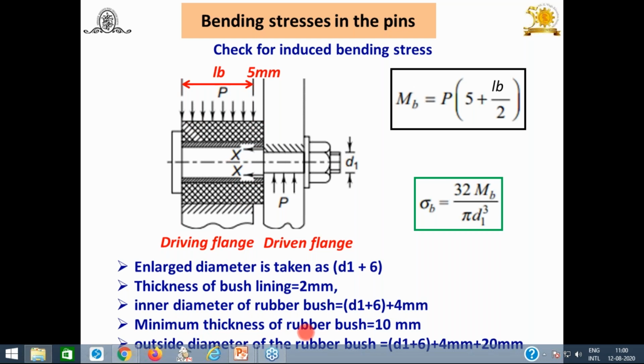Again here, the minimum thickness of the rubber bush is 10 mm. 10 mm from this side, 10 mm from this side. That means total how much? 20. 10 plus 10, plus here 2. Again here D1 plus 6, plus 2, plus again 10. Here you will get the outside diameter of the rubber bush: D1 plus 6, that is the enlarged diameter, plus 4 mm for the bush lining, 2 mm, 2 mm, and again 10 mm, 10 mm, 20. I have added here, so you will get the total outer diameter of the rubber bush. In this way, you can find out the outer diameter of the rubber bush.